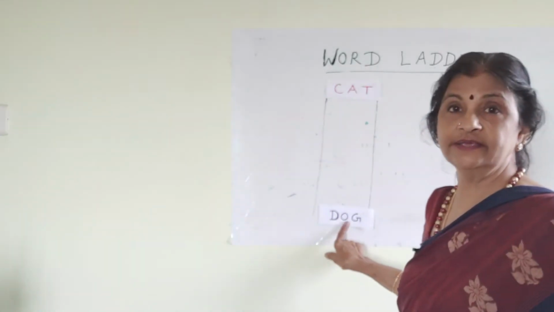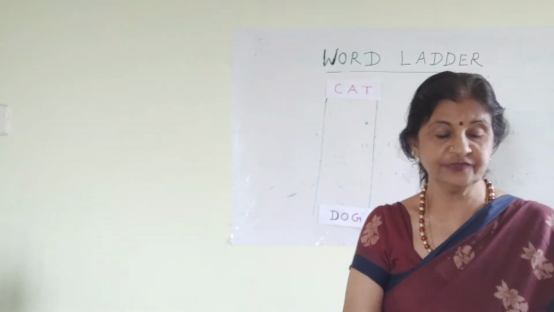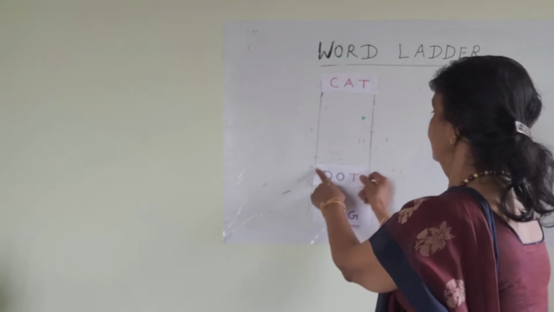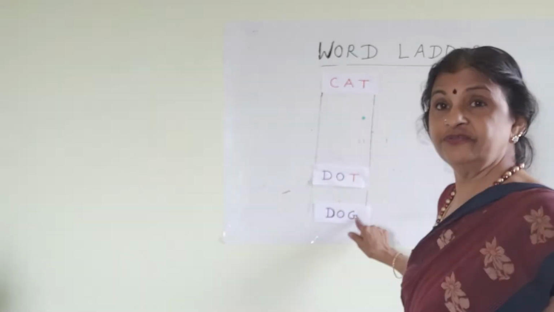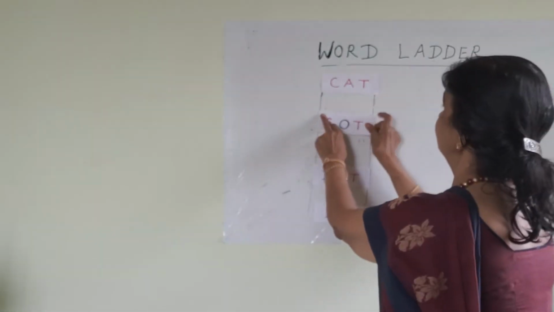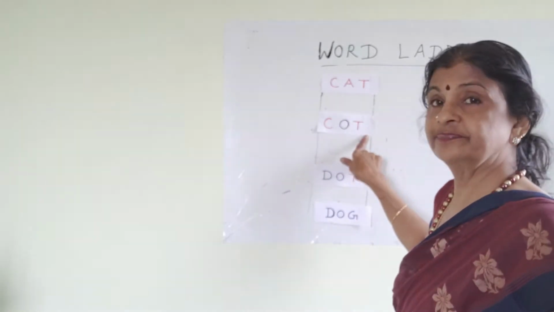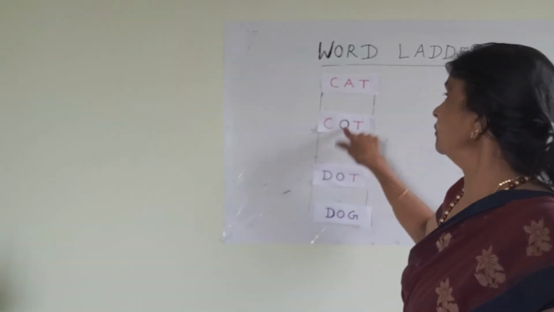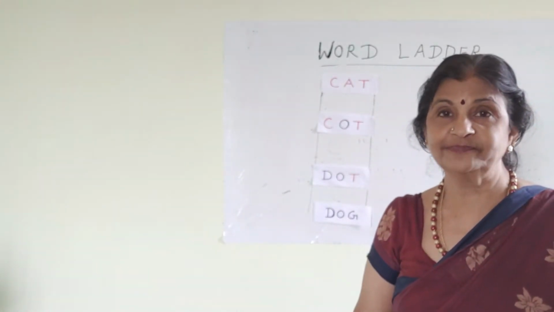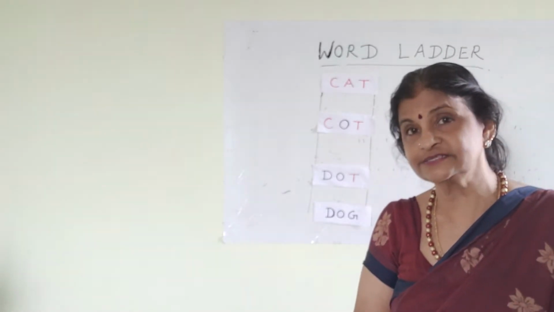Example, I have dog here. It has to be transformed to cat. How do we do that? Let's see, I have dog. G changed to T, dot. And then next we change the D to C, cot. And then we have O altered to A, cat. It looks simple, but when you do it with different words, it's quite challenging and very interesting.